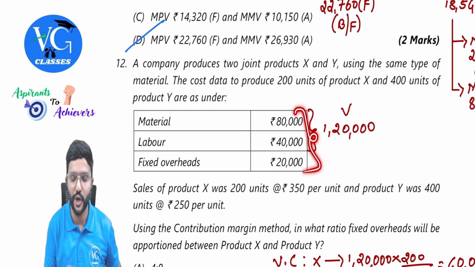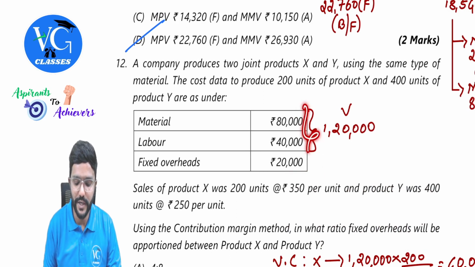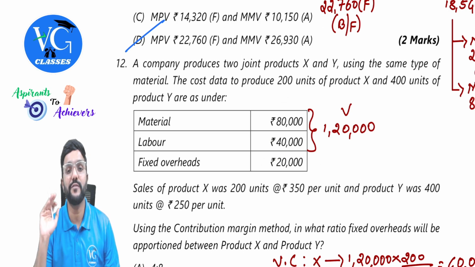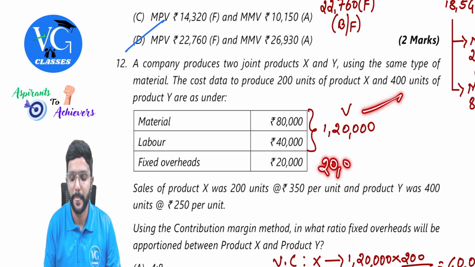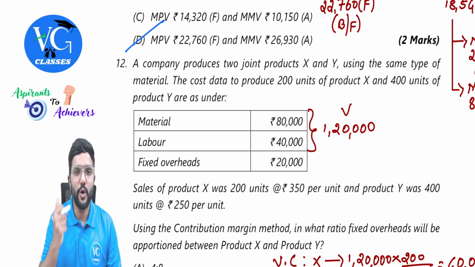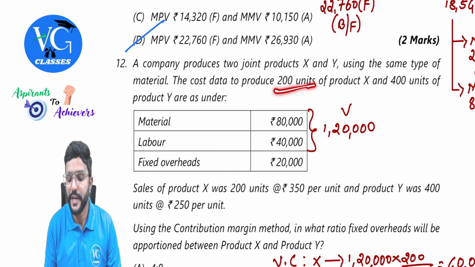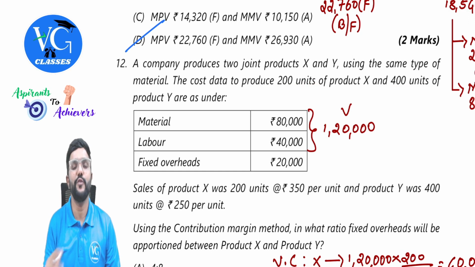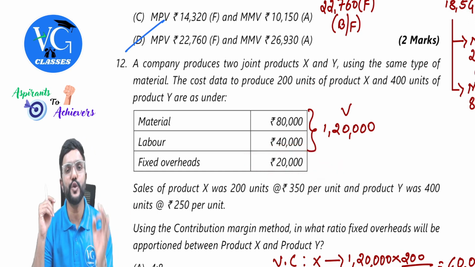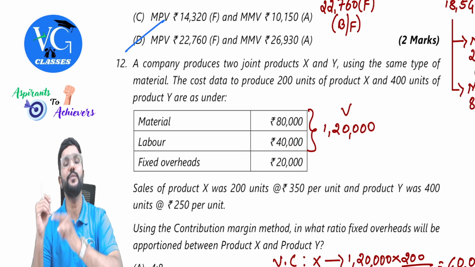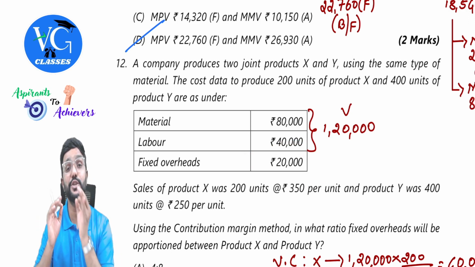Guys, all these are part of joint cost. We totally have a joint cost of how much? 80,000, 40,000 and 20,000. So it is coming to 1,40,000. But in that, variable is 120 and fixed is 20, sir. So under contribution margin method, guys, we will apportion the variable cost in what ratio? In the ratio of output. That is 200 is to 400. Whereas fixed overheads or fixed cost, we will apportion in the ratio of contribution.